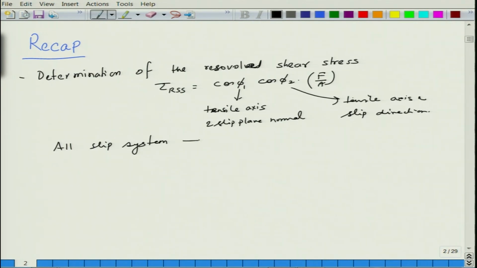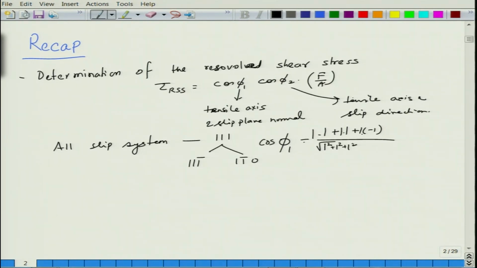So, if you have, let us say, tensile axis 1 1 1 and the slip system is 1 1 bar 1 and 1 bar 1 0, then you work out the phi 1. Cos phi 1 will be equal to 1 plus 1 plus minus 1. So, basically 1 into 1, 1 into 1 and 1 into minus 1, okay, divided by square root of 1 square plus 1 square plus 1 square into square root of 1 square plus 1 square plus minus 1 square, and this will work out to, you can see, 1 divided by 3.